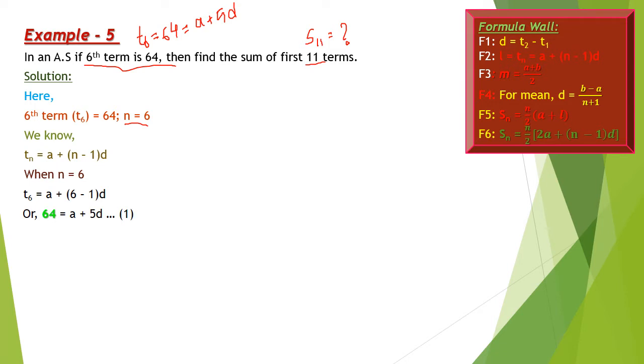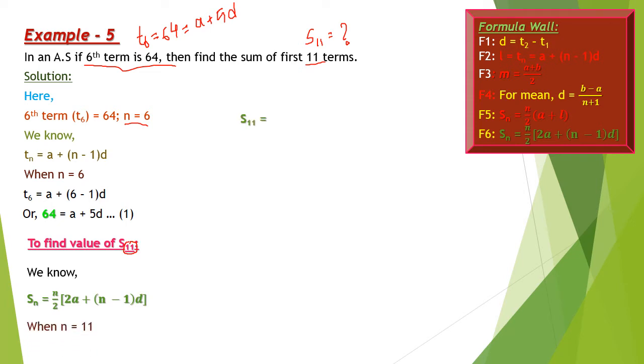Now to find the value of S11, the value of n is 11. You can see the value of n is 11. We know Sn is equal to n by 2 bracket 2a plus (n minus 1)d, so when n is equal to 11, S11 equal to 11 by 2 bracket 2a plus (11 minus 1)d. We don't have the value of a and d, so we leave them as it is.